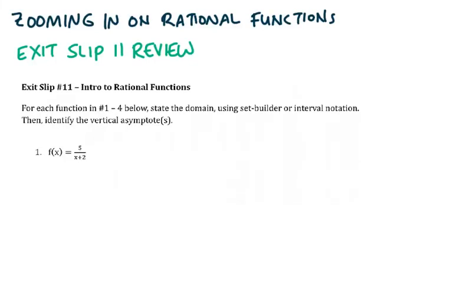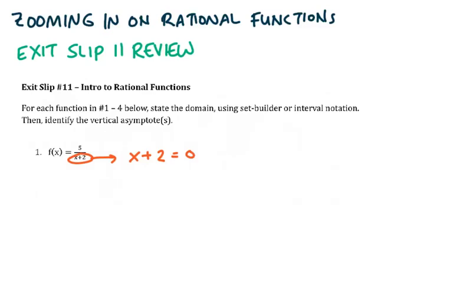This will be a review of exit slip 11, where we talk about the domain and vertical asymptotes of rational functions. So let's walk through these. Basically, a good starting point is to focus on setting the denominator to 0, because we know we don't want that to happen. So whatever value of x makes the denominator 0 will be the vertical asymptote, and then the domain will be everything else.